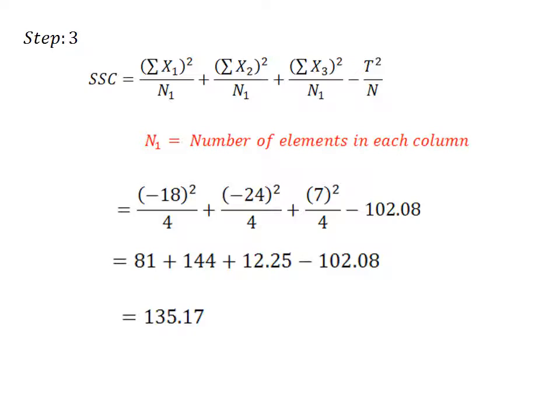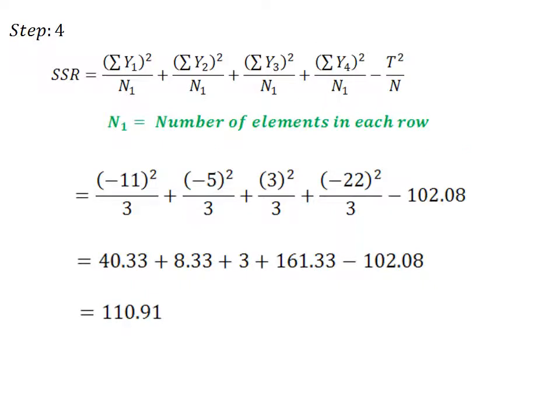Summation of x1 value is minus 18, summation of x2 is minus 24, summation of x3 is 7, and n1 is 4. Simplify this, you will get 135.17 as the value for SSC. What about the SSR formula? There I used X for SSC. Then what about R? Y values I have to use.